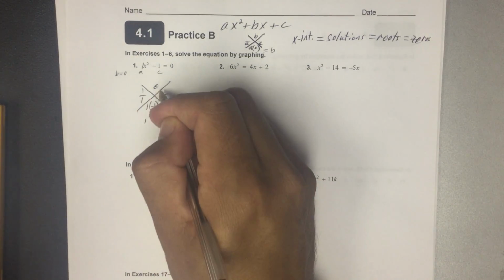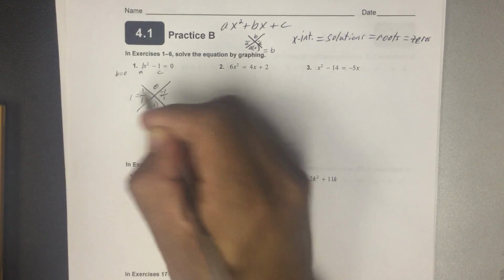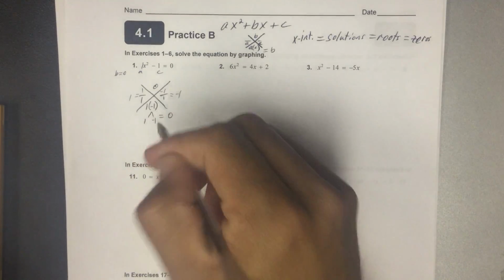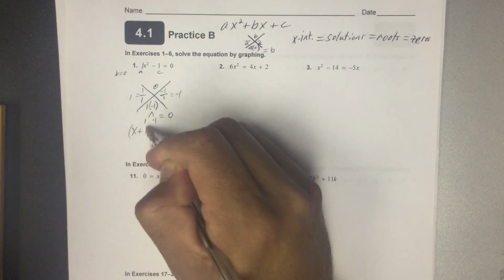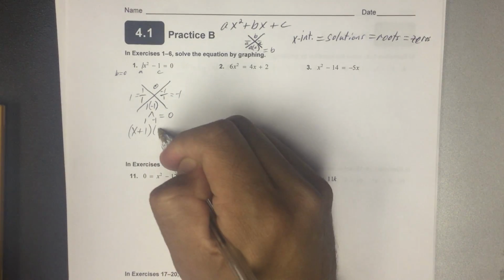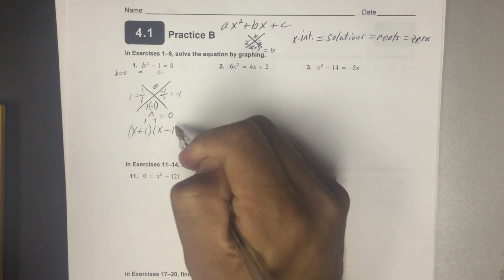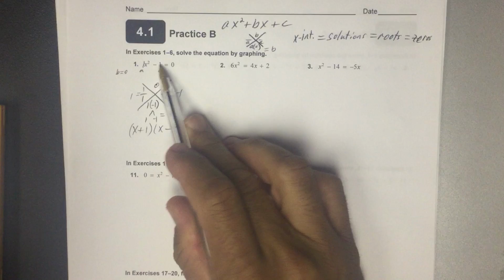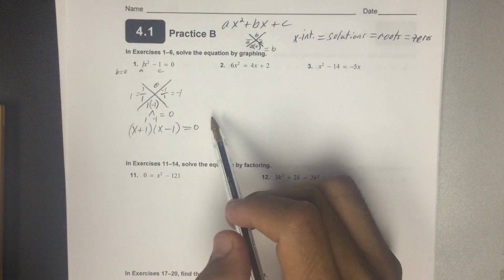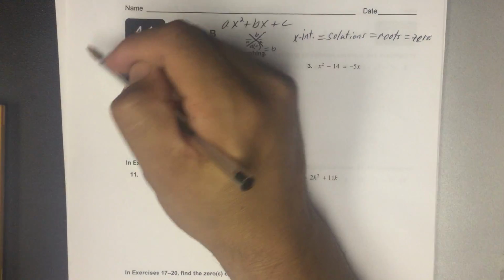So we put those in. That equals 1, that equals -1. And so then those come back down with the x. x plus 1 and x minus 1 equals 0. That is this equation factored, so it still equals 0. Now, just take this for example.